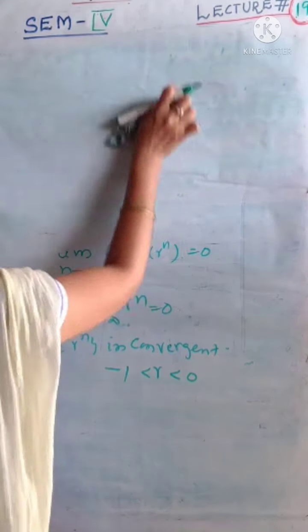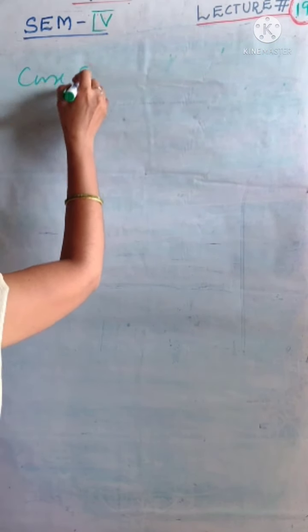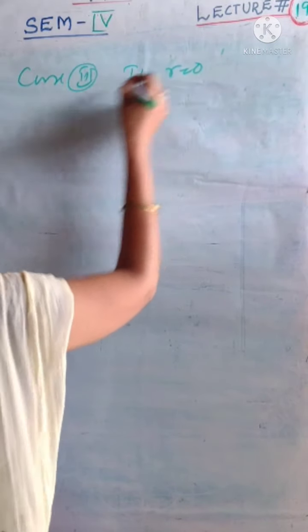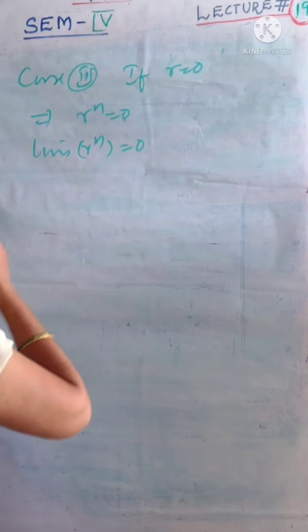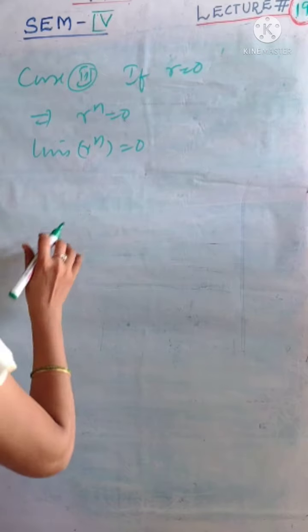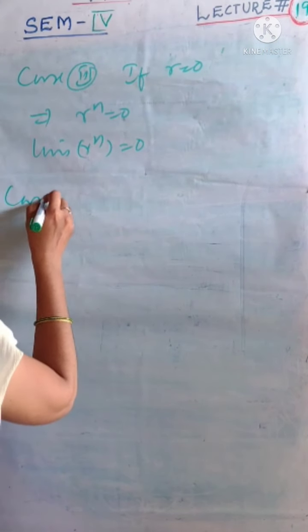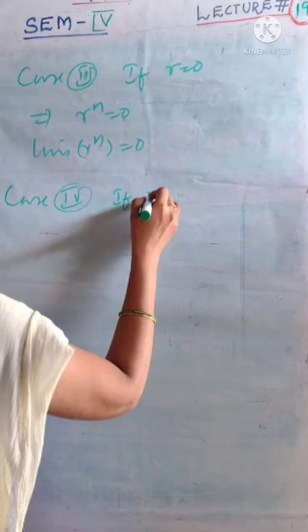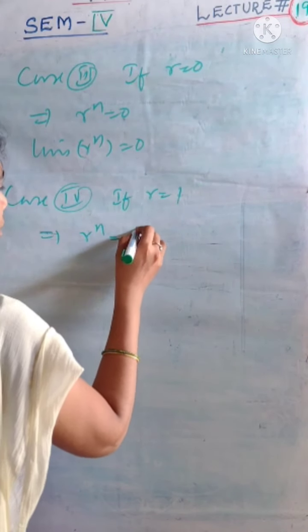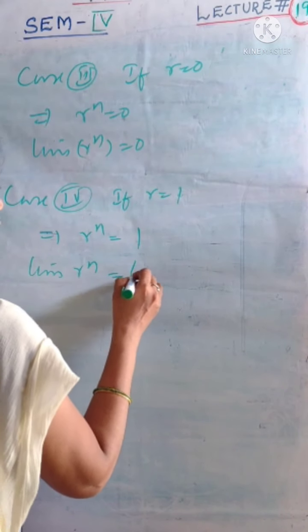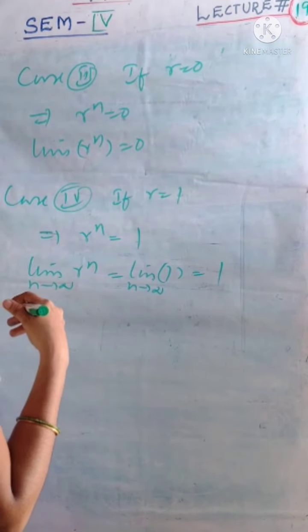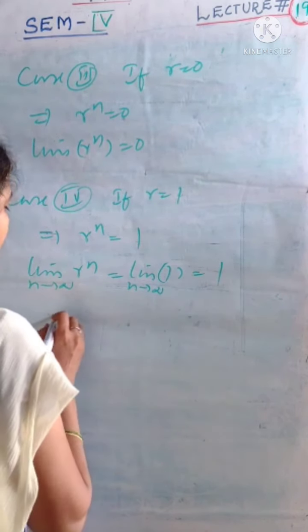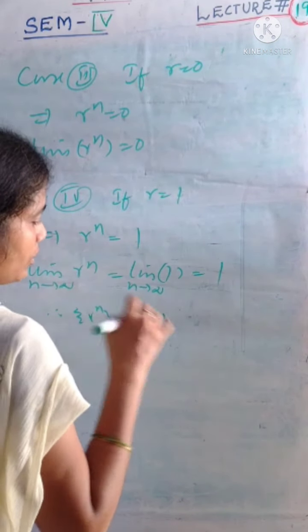Coming to the third and fourth cases, they are very simple. Case 3: if r is equal to 0, then r power n is 0, and the limit of r power n is also 0, because the limit of 0 is 0. In this case, our sequence is convergent. Case 4: if r is equal to 1, then r power n is again 1. The limit of r power n is the limit of 1 when n tends to infinity. The limit of a constant is the same constant. We obtain the limit as a finite quantity, therefore r power n converges to 1.